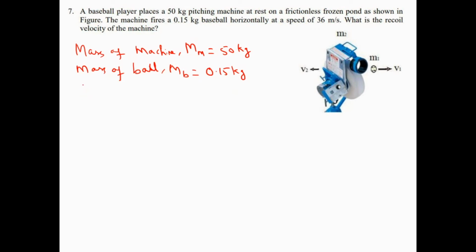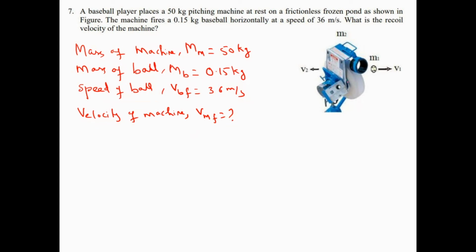And what is the speed of the ball? The speed of the ball, v of ball final, am I right? Which is equal to 36 meter per second. And what is the recoil velocity of the machine? Because once the machine shoots the ball, the machine will have another velocity because it is placed on the frictionless frozen pond. So the velocity of the machine we are going to find. What is the speed of the machine? So I can write velocity of the machine final, we don't know.